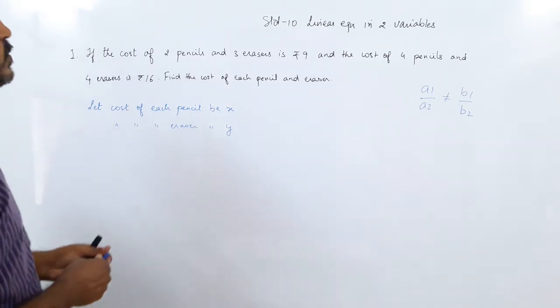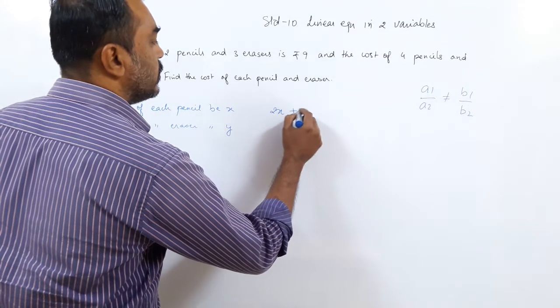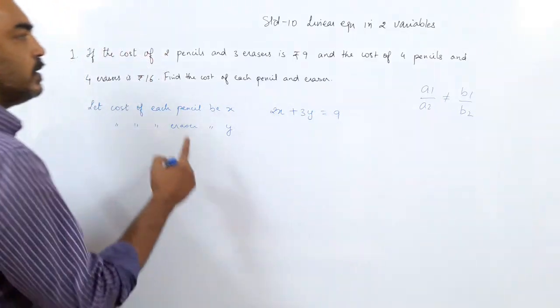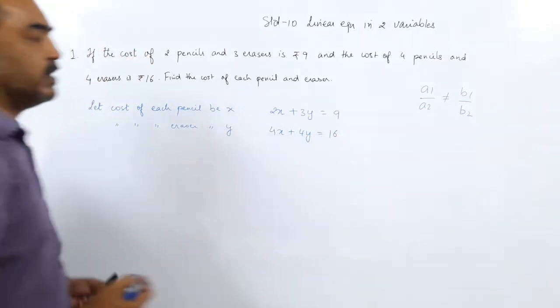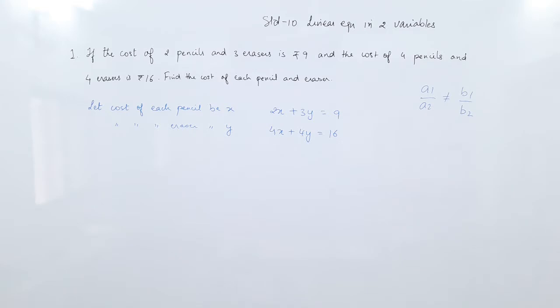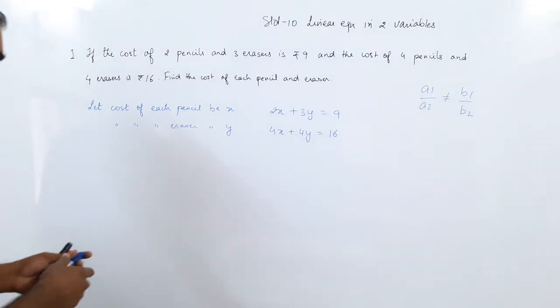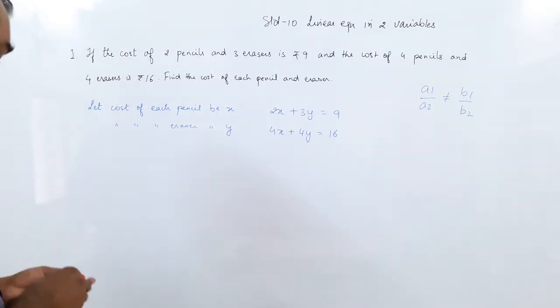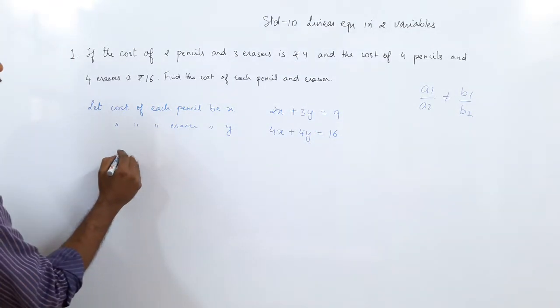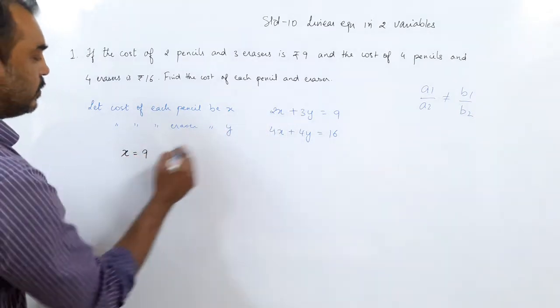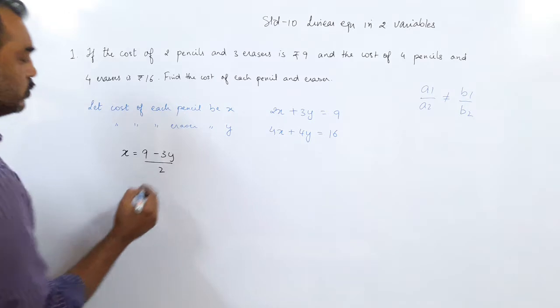So now the equation becomes 2x plus 3y equal to 9, but the second equation becomes 4x plus 4y equal to 16. So now we have got another equation. Now you can check a1 upon a2, b1 upon b2 and c1 upon c2. So here we have a1 upon a2 not equal to b1 upon b2. So now which method will we go to? First we'll try the substitution method. In the substitution method, again we have x is equal to 9 minus 3y upon 2.